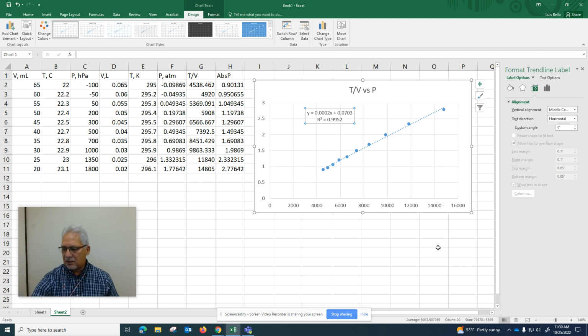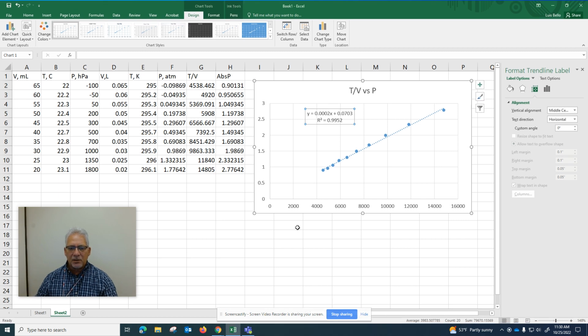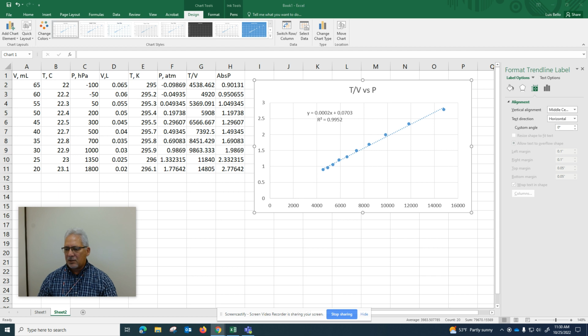Let me see if I can write on the screen, because I had a pencil, but I'm not sure if I can do that from here. I wanted to show you how to do the remaining calculation, but I don't think it lets me write there.